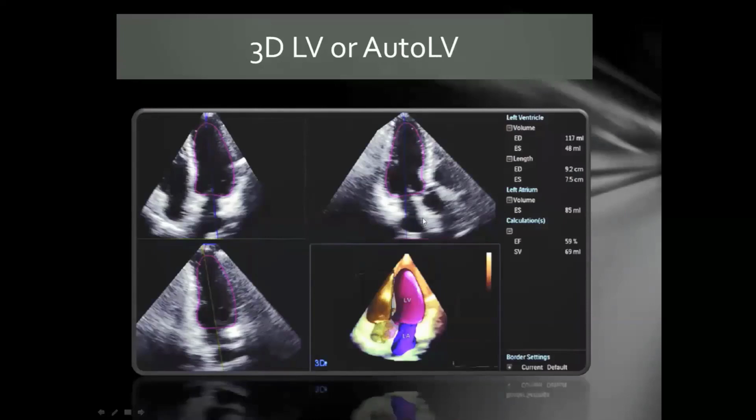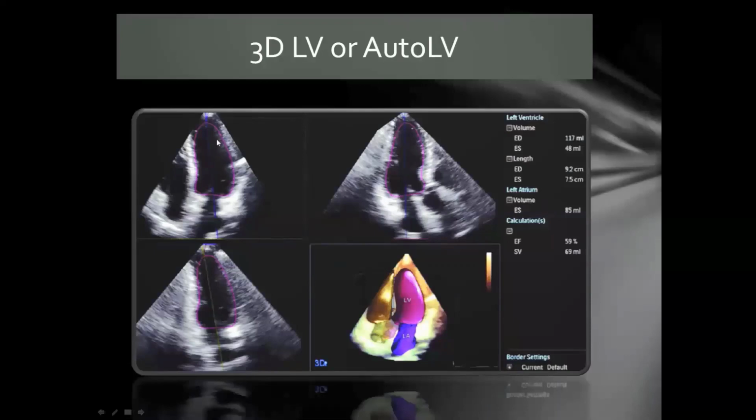Acquire the data set, and then once you are offline or the cart is terminally clean and you're in a different space, obviously if you use HeartModel, this can be run very, very quickly, particularly if you're using Auto LV. These are very rapid and very well proven tools, and they give us a lot of the data we need as far as size.